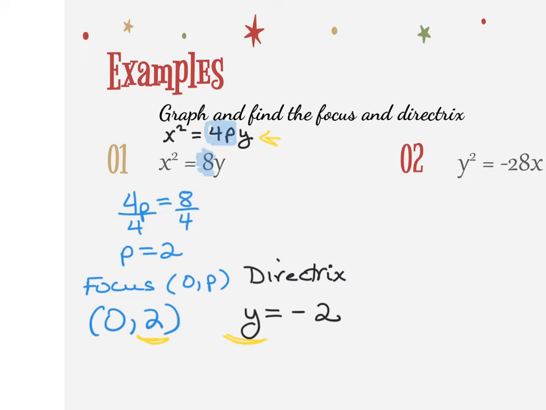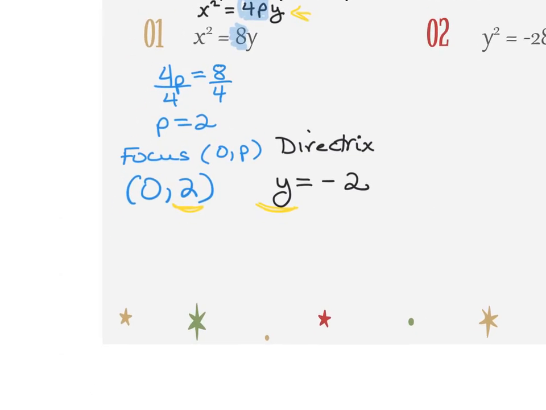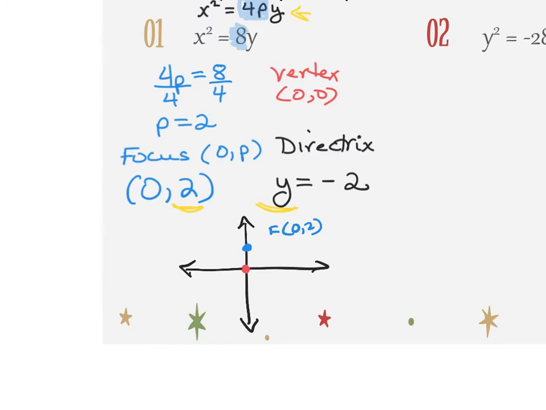Let's graph it now. Make my x-axis and my y-axis here. I'm going to graph my vertex. My vertex is located at 0, 0. My focus point is at the ordered pair 0, 2. I'm going to say it's right here. The red is the vertex. My directrix line is the line y equals -2. So that's your directrix, y equals -2.